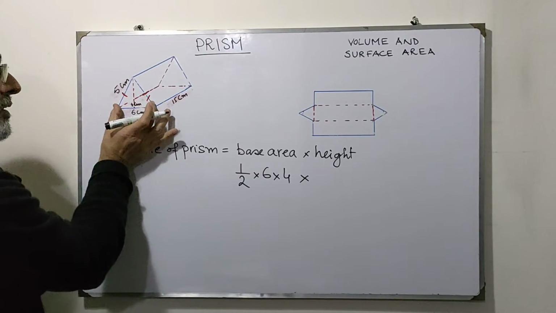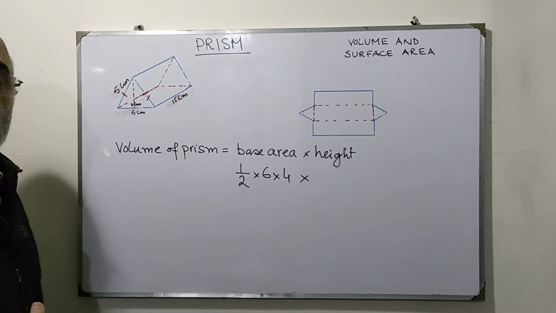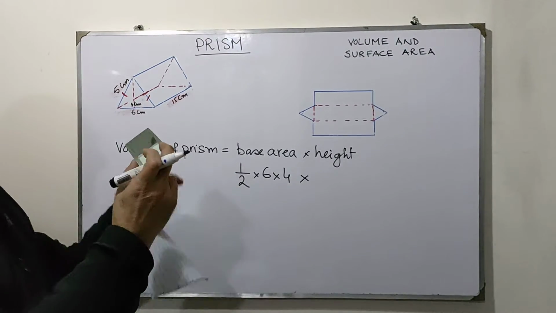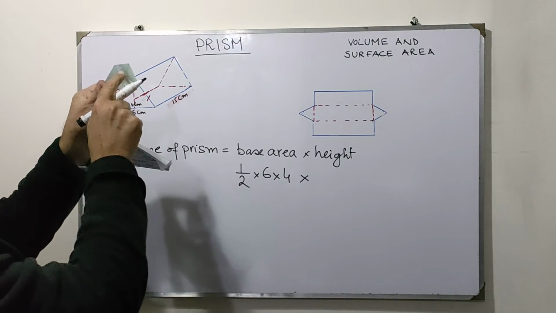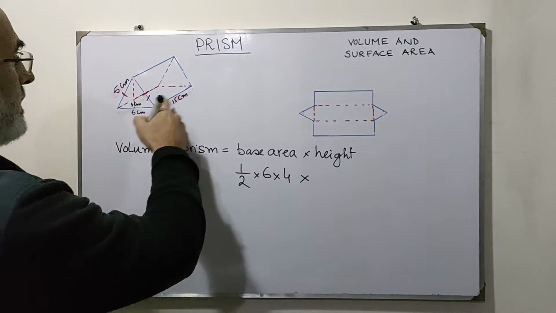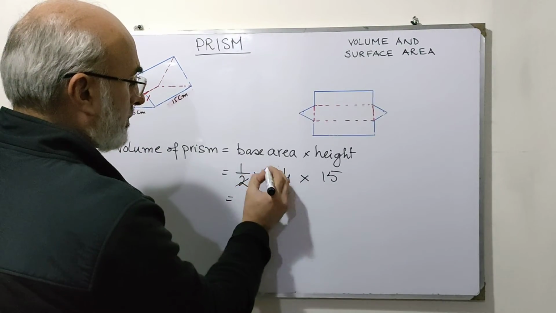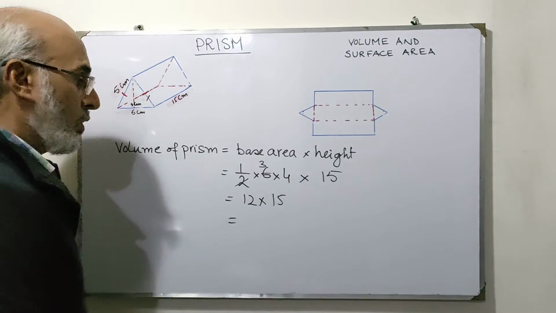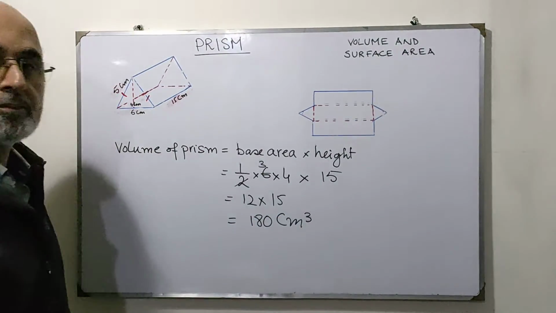now in the case of the cuboid and the cube, we use the third dimension of height, and in this prism we have a height as well, right? If we are holding it like this, it's a height, okay? I have taken the area of this triangle, but now I need this height, okay? And this height is 15. So in this case it becomes 12 into 15, which is 180 centimeter cube, okay?